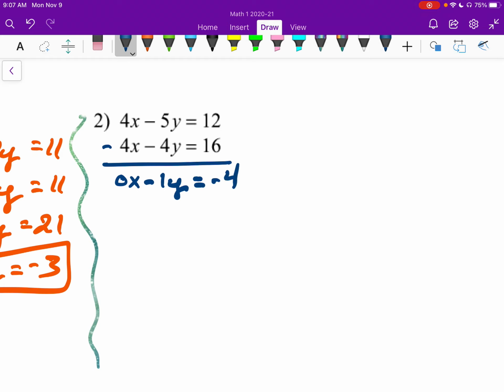So I get rid of my x, it's eliminated. I have negative y equals negative 4. This is the same thing as y equals 4.